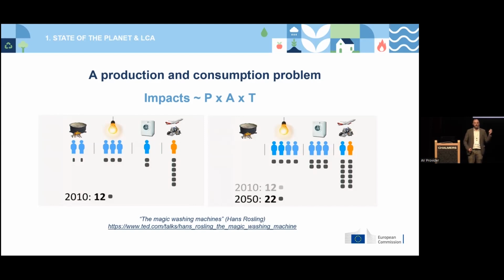This is well reflected here. These are not my slides. This comes from a presentation of Hans Rosling, now passed away, but if you don't know him, he was a very important statistician from Sweden who made all his career working on this issue. And I would like to invite you in your free time to have a look at this video about the magic washing machine, because it's very educational and very interesting.